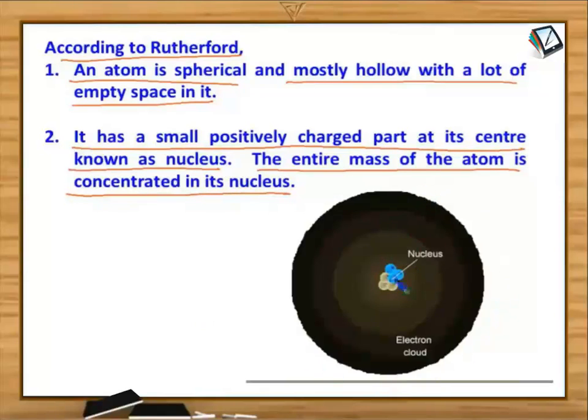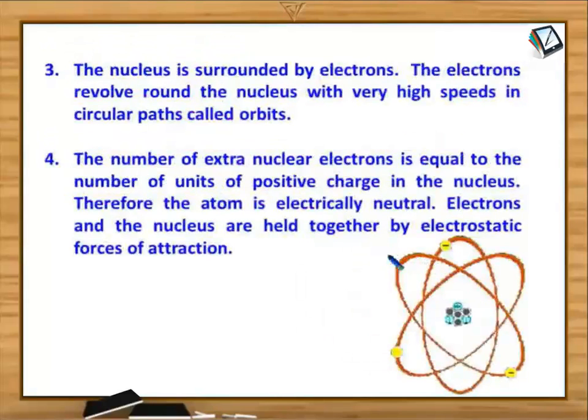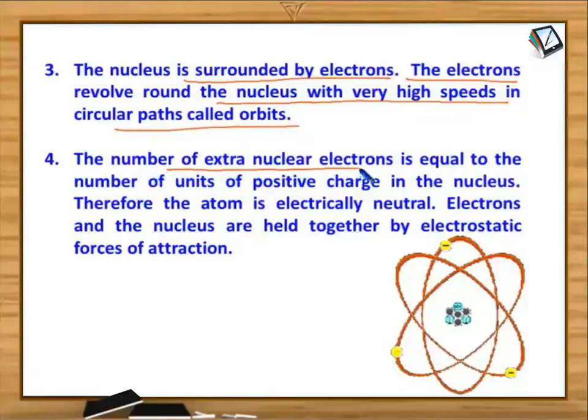So this is the atom, the entire positive charge concentrated at the center of the atom, that is the nucleus, and the remaining atom is almost hollow. The third point, the nucleus is surrounded by the electrons, and the electrons revolve around the nucleus with very high speeds in circular paths called orbits. The next point, the number of extra nuclear electrons is equal to the number of units of positive charge in the nucleus. So the number of positive charges present inside the nucleus is equal to the number of negatively charged electrons present outside the nucleus.